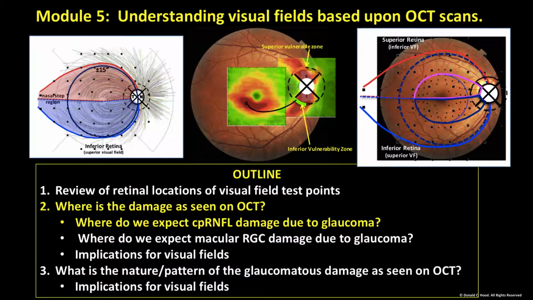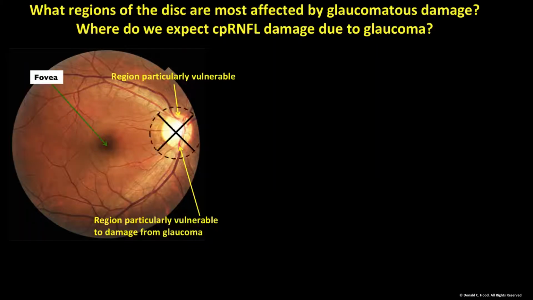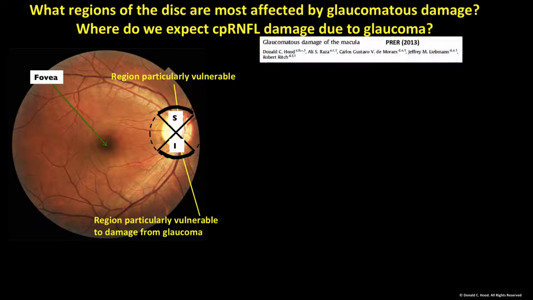All right, now, where is the damage as seen on OCT? Where do we expect circumpapillary retinal nerve fiber damage due to glaucoma? Well, we start out with these vulnerable zones with the traditional view that the superior and inferior quadrants here of the disc are particularly vulnerable to glaucomatous damage. And in a study in 2013, we asked whether we could say something a little more than that. So here's some data from that study.